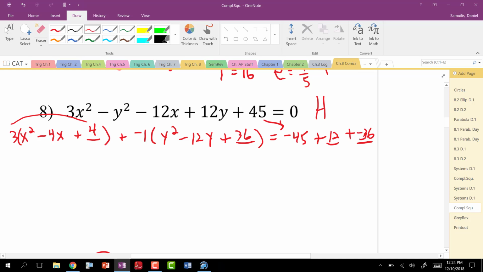All right, and then 3, x minus 2 squared. And then plus a negative 1, just make it minus. Just get the minus taken care of. Y minus, anyone? 6. Negative 6 times negative 6, negative 6 plus negative 6. All right, and then this becomes negative 69.